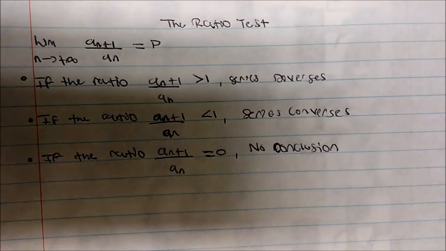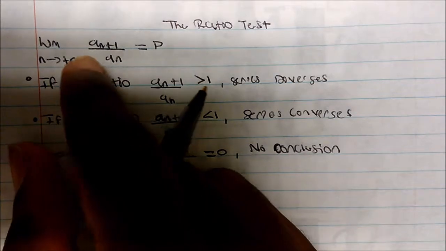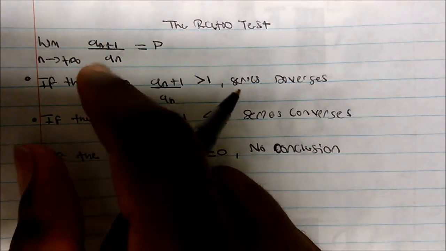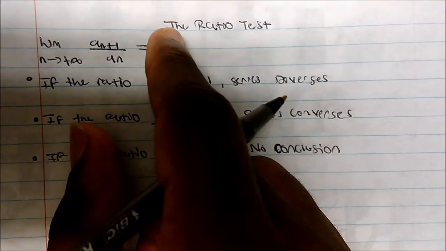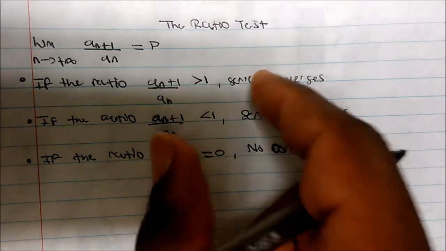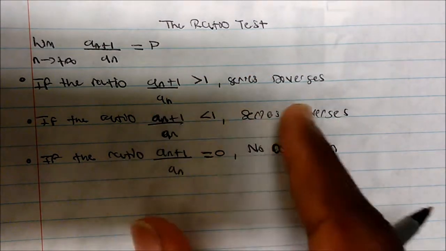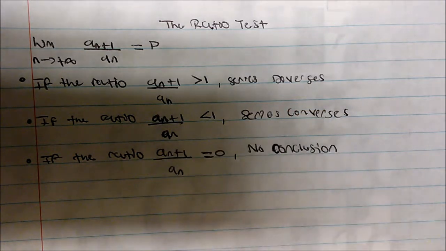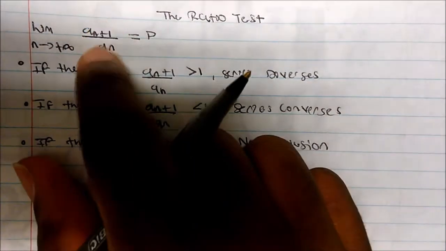So in this video, let's talk about the ratio test. The idea is that we're going to take a limit as n approaches positive infinity of a_(n+1) over a_n, which is equal to some value p. If p is greater than 1, then the series diverges. If it's less than 1, then it converges. If it's equal to 1, then we have no conclusion, and we have to use some sort of different analysis. Okay, so we're going to break down what this means.